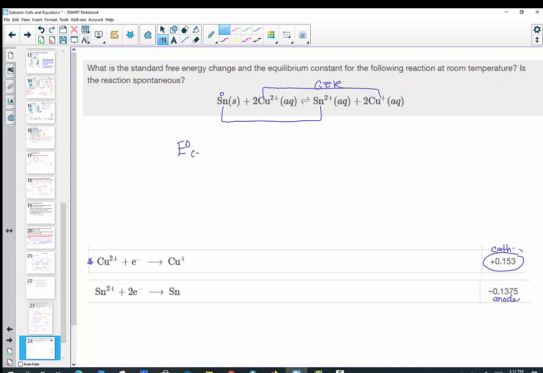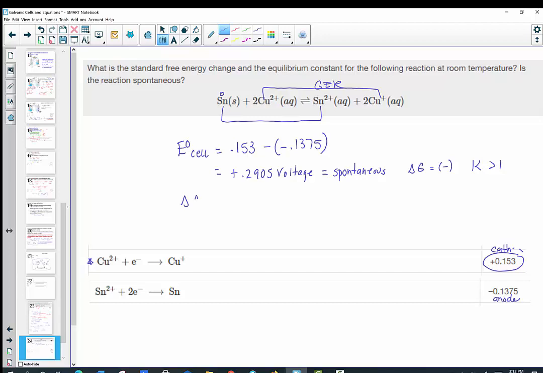So Ecell will be found by taking cathode minus the anode. 0.153 minus a negative 0.1375, 0.2905, and that's your voltage. I now know that this is spontaneous in the forward direction because I have a positive voltage, and therefore I know that delta G will come out negative, and I know that the equilibrium constant will be a large number, all saying the same thing. We're favoring the product side.